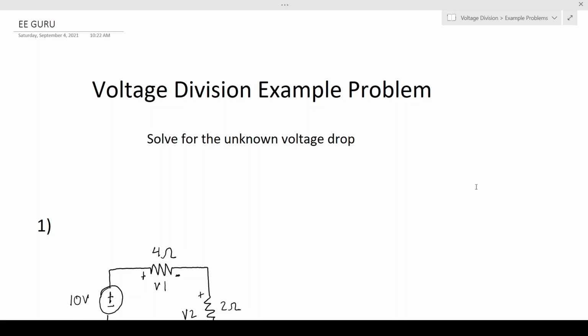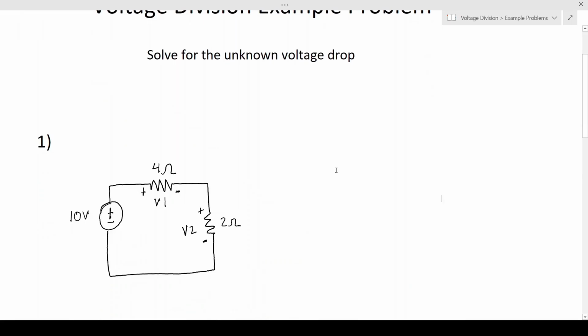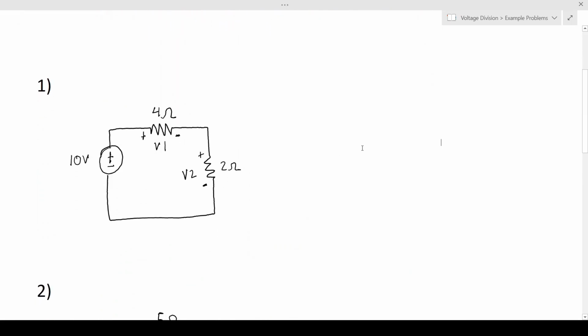We're told to solve for the unknown voltage drop. So if we take a look at example problem number 1, we see that we have a 10 volt voltage source in series with a 4 ohm resistor and a 2 ohm resistor, each having a voltage drop of V1 and V2 respectively. So the way we're going to go about solving these types of problems is we're going to write down the voltage division equation and then plug in the values to solve for both V1 and V2.